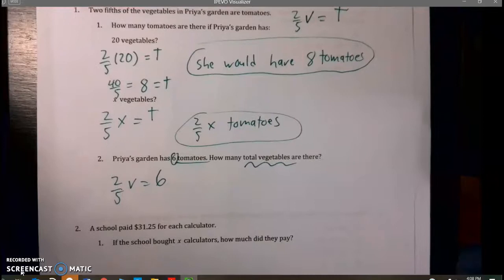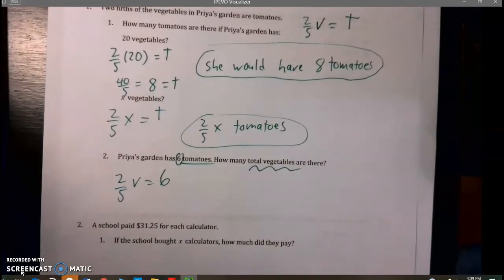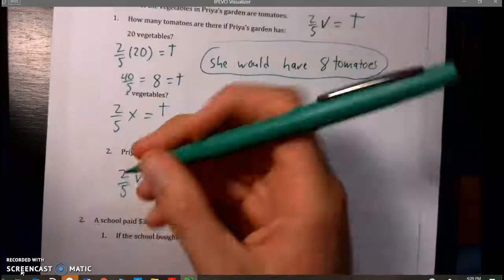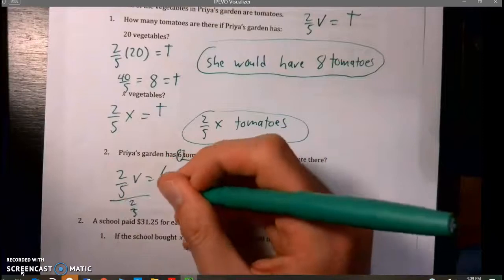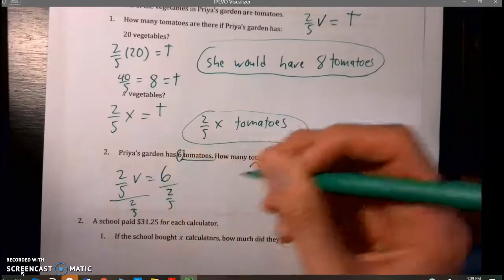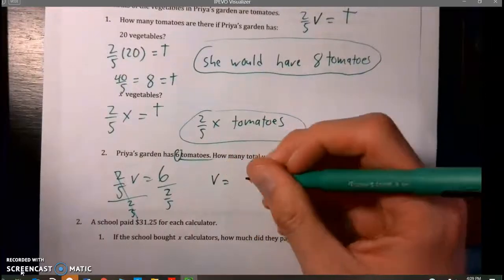Okay, so once again, this is next to notation. This is multiplication. There is no symbol. So whenever you are working with variables, you use inverse operations or the opposite operation to solve. So if this is multiplication, we would have to divide. We divide by the coefficient, 2/5. Okay, so 2/5 divided by 2/5 would cancel out.